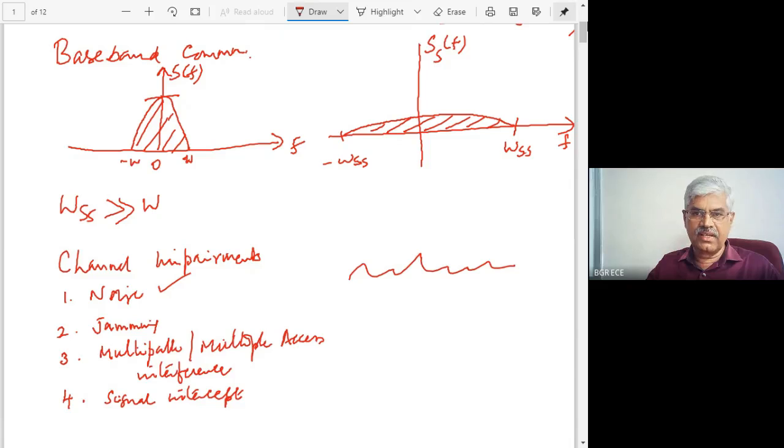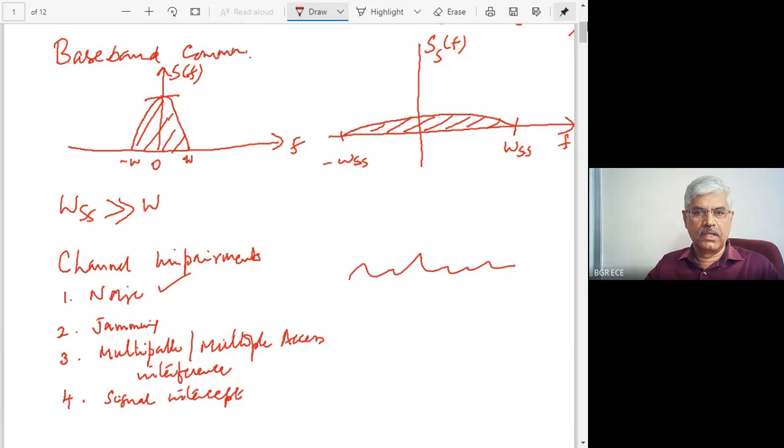For which this technique, the spread spectrum technique, will help in reducing the effect of jamming. It cannot completely eliminate the effect, but it can reduce it to a large extent so that a successful communication can be had. Okay, that is one thing. Then multipath and multiple access interference.